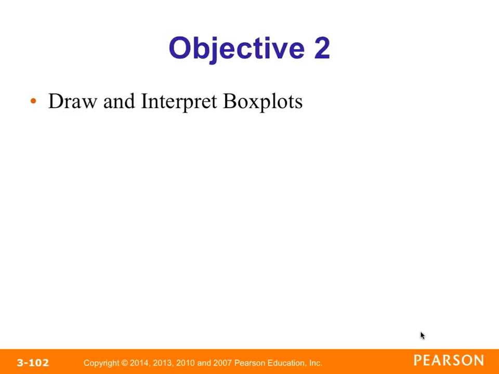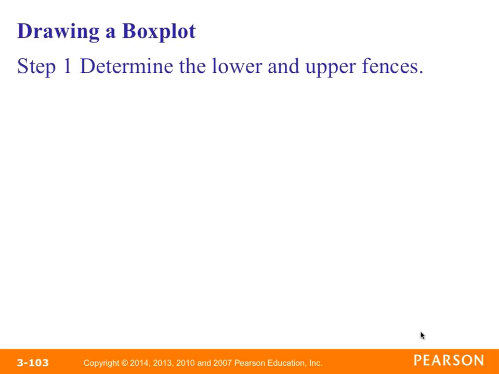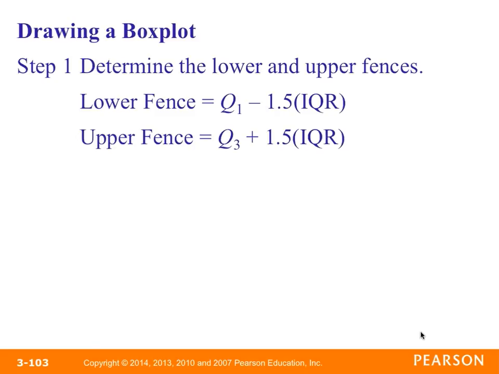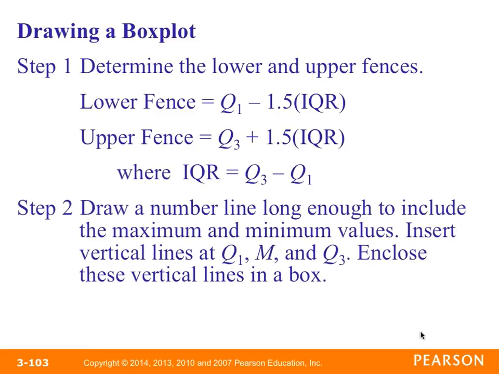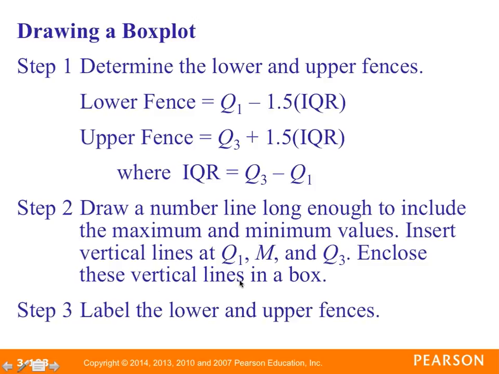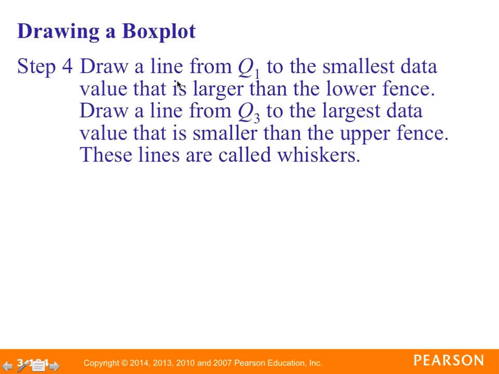Now what we can do, once we have those, is go ahead and draw and interpret a box plot. Once you have your lower and your upper fences, which we've already talked about calculating, you can determine if there are any outliers. So you draw a number line that's long enough to include the maximum and the minimum values that exist in your data. You insert vertical lines at the first quartile, the median, and the third quartile, and then enclose those lines in a box. Then you label your lower and your upper fences, which you've already found.